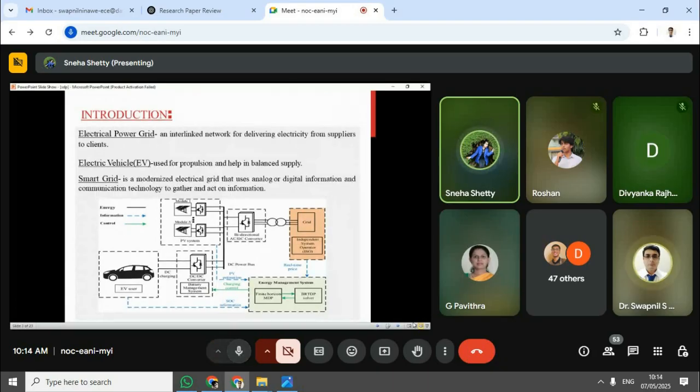The slide change is from the introduction only. It's not moving. No, I'm just giving the introduction. Fine, it's fine. Still in the introduction. Yes. Okay.